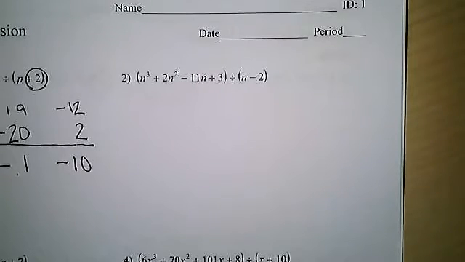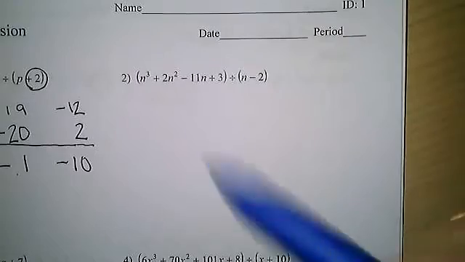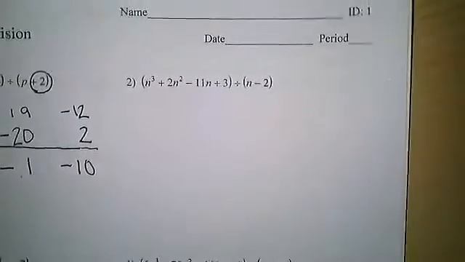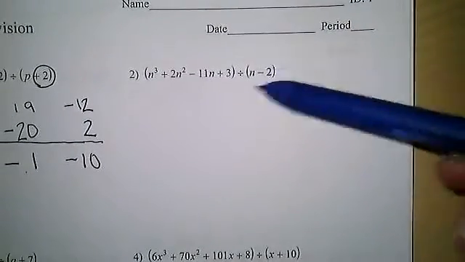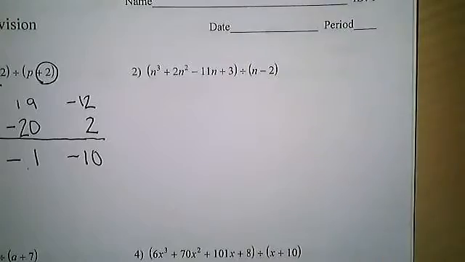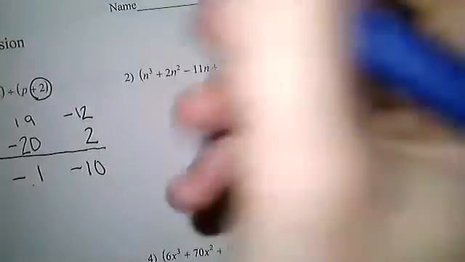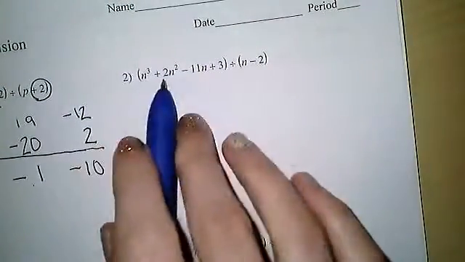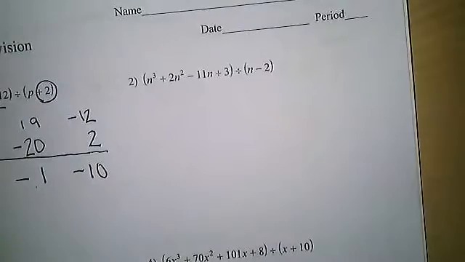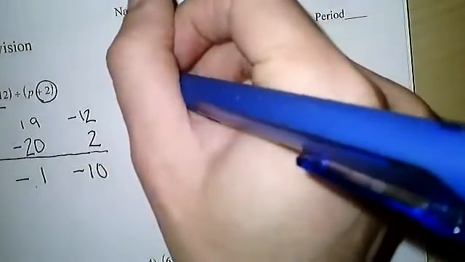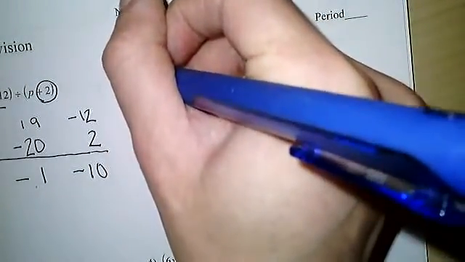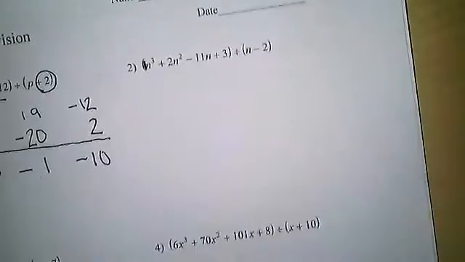Okay, so we're talking about synthetic division today, which is where you have a polynomial or a multi-term expression divided by a binomial, which is two terms. So the way we do this is we make sure that all of these terms have coefficients. So if they don't have one, we want to draw in an invisible one.